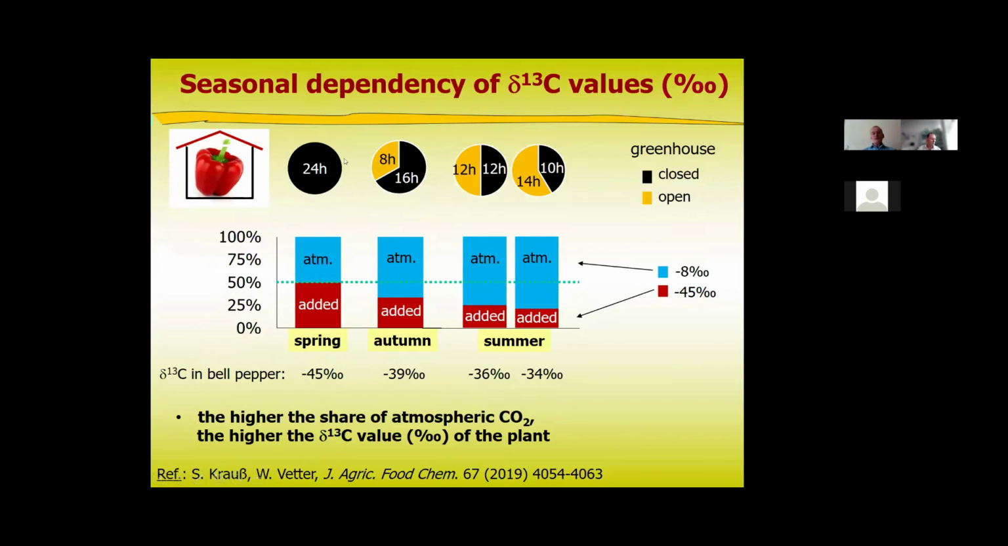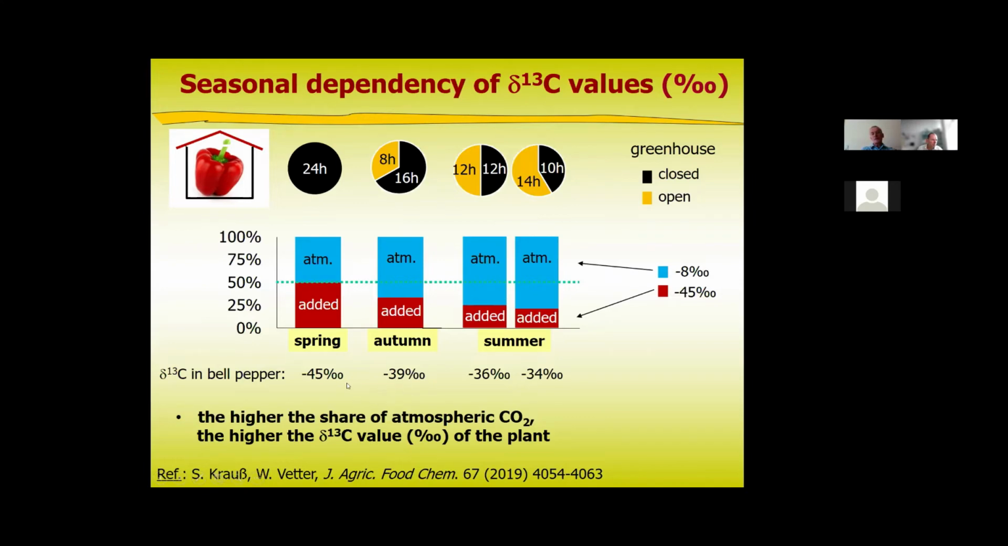If a greenhouse is closed for 24 hours, and we have the same principle as I showed you at the beginning, then 50% will be atmospheric CO2 and 50% will be added CO2. And then you will get the value I explained to you on the last transparencies of minus 45. But when you open the greenhouse in autumn, for example, then it is opened only for 8 hours and it's 16 hours closed. This will, of course, increase the share of the atmospheric CO2 because when it's open, it's more from the atmosphere. And then the overall value will be lighter.